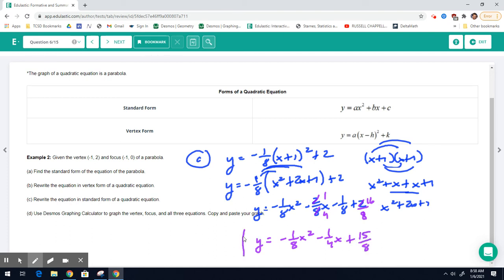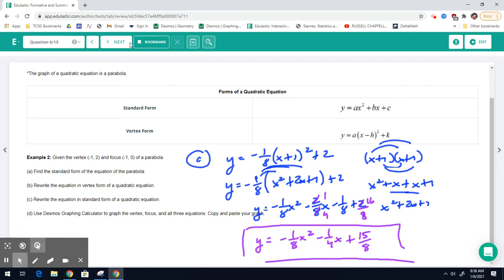And there you go. So you might get some goofy numbers. I think I tried to avoid that. No, I didn't. I'm sorry. So you get some goofy numbers. Okay, and then last but not least, we're going to graph all of these, including the vertex, focus, and all three equations. We're going to copy and paste it in our space below.